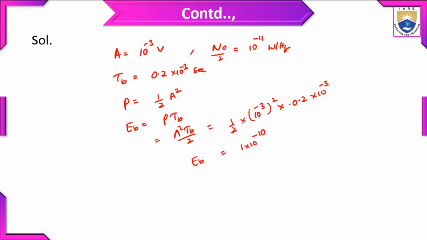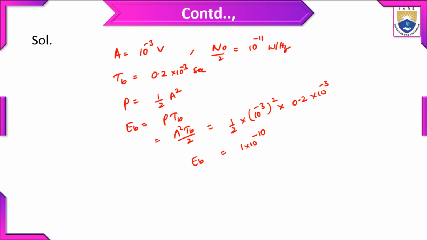So here 10 power minus 3 whole square, and again 0.2. So here minus 6, minus 3, you get minus 9. And again 2 will cancel 0.1, so you can write this as minus 1. So 1 into 10 power minus 10. That is energy per bit.